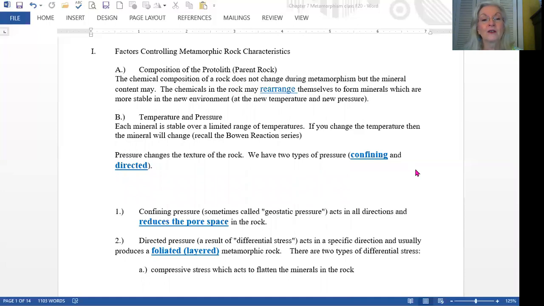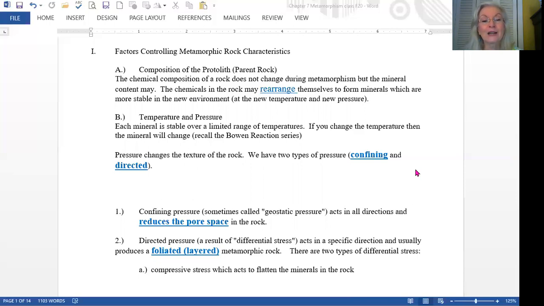Temperature and pressure is also a controlling factor. A mineral is stable at a unique set of temperatures and pressures. And when you change those, you change the kind of minerals that you'll see. There's something called the Bowen reaction series. We'll mention it in our Metamorphic Rocks lab. It shows you how certain minerals are stable at unique temperatures. So the pressure changes will change the texture of the rock. We have two types of pressure that we talk about: confining pressure and directed pressure.